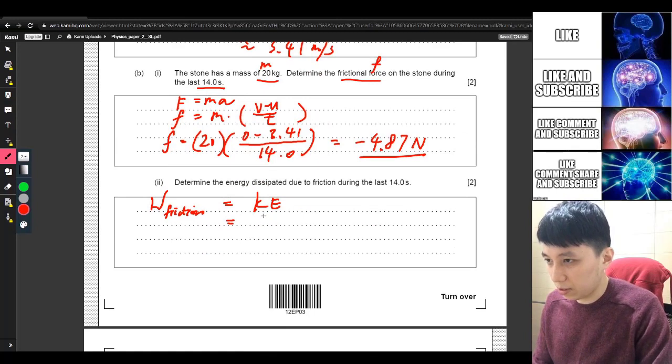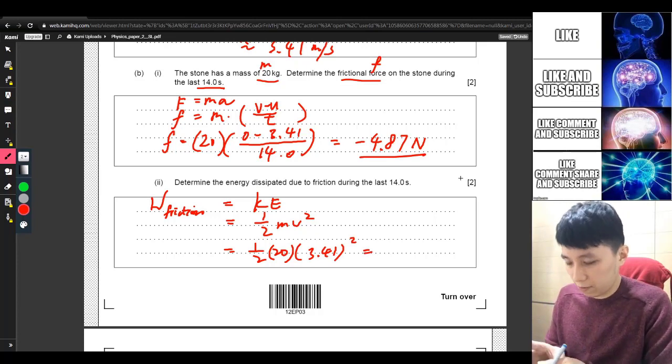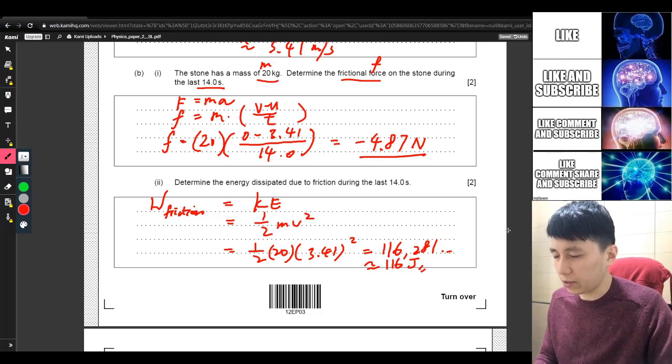So we could simply calculate half mv squared. For the mass we have 20, v we have 3.41 from the previous part squared, and that should give you a much easier way to calculate the answer. So that should be 116.2, so 116 joule will be the final answer.